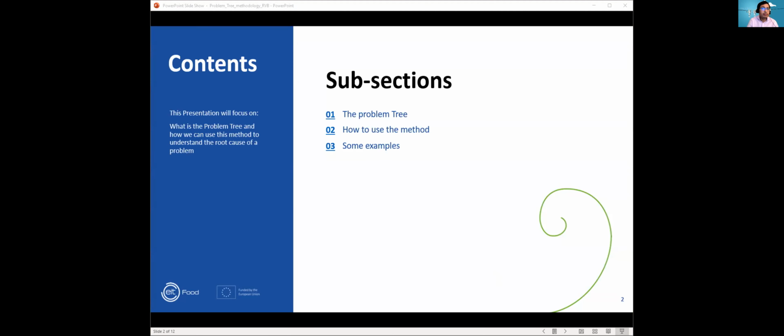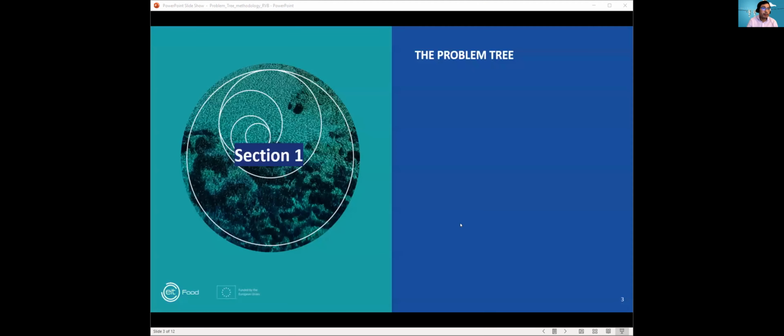So when I introduce the problem tree to you, we're just going to see some generic trees, then we'll see how we can break down the method, and then we will see how people have worked with different types of examples that may be more related to your specific case.